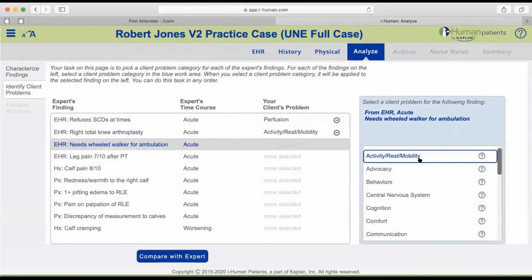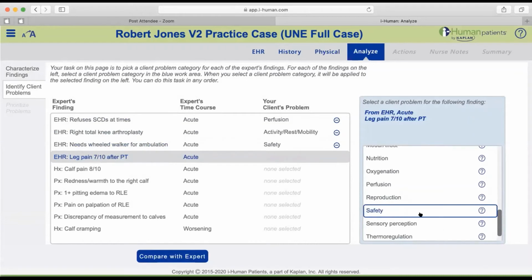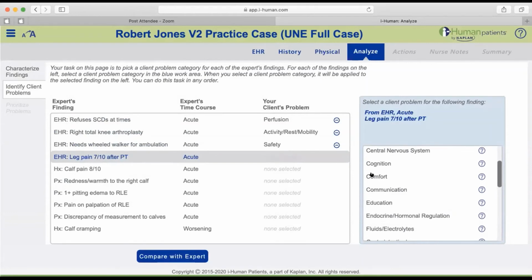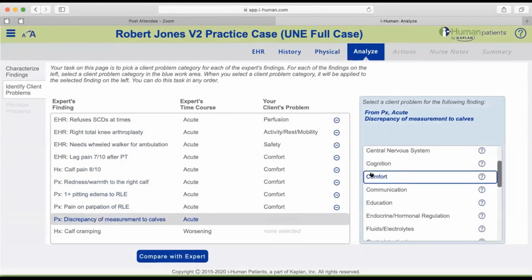Now, needing the walker, you might put under mobility, but I think it fits better under safety. Without it, there would be an increased safety or fall risk. And then comfort for pain. And then let's just fill the rest of these out for time's sake.